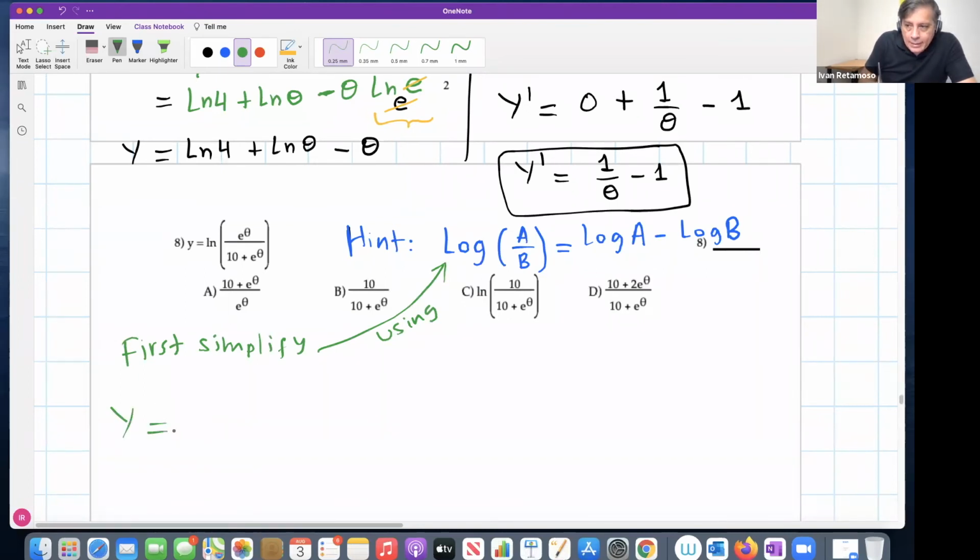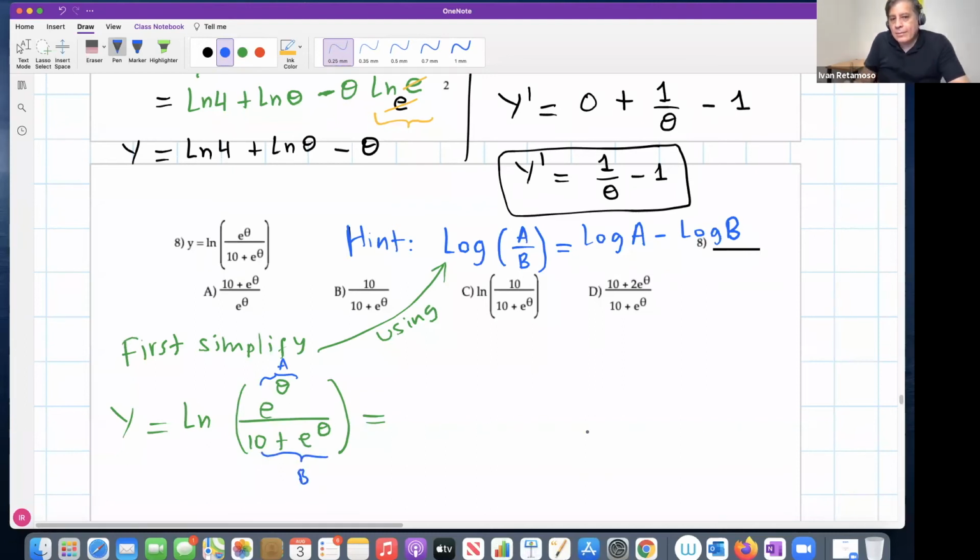So basically y equals natural log of e to the theta over 10 plus e to the theta should be this. This is going to play the role of A, and this is going to play the role of B, okay? So try to do that, guys. Simplify first, and then take the derivative once everything is simplified. Yeah, very good. Now take the derivative. This problem is very tricky. So give it a try, and then we will do it together, and then we'll go over the last part.